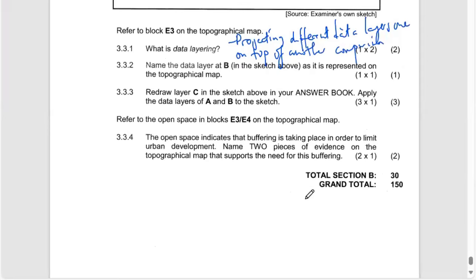Refer to the open space, layer C. Layer C, the open space in blocks E3 and E4 on the topographic map. The open space indicates that buffering is taking place in order to limit urban development. Name two pieces of evidence on the topographical map that supports the need for this buffering. Remember, when we're talking of buffering, we are putting a demarcation or we are putting a boundary on some geographical feature.